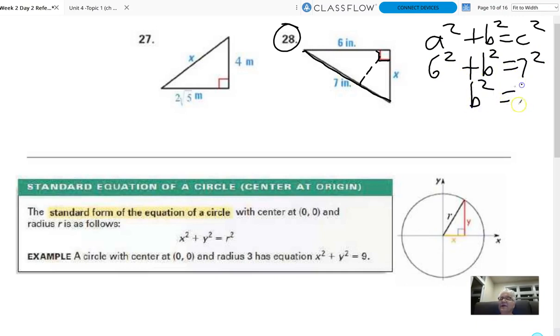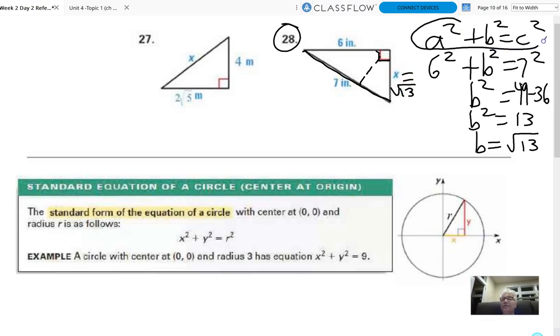That means b squared is 49 minus 36. B squared is, looks like 13. So b equals square root of 13. So x equals our missing side, square root of 13. Now, what does that have to do? What does Pythagorean theorem have to do with the standard equation of a circle whose center is at the origin?